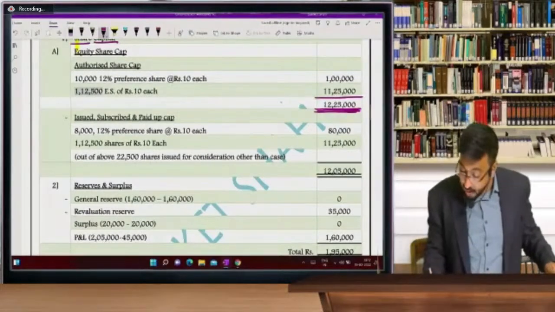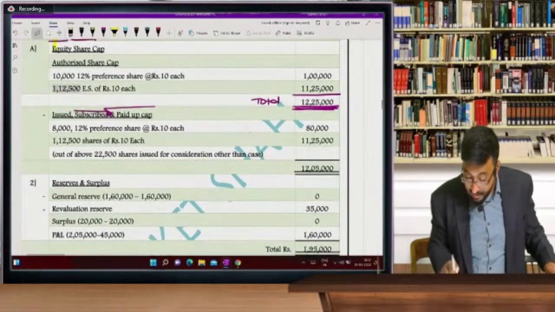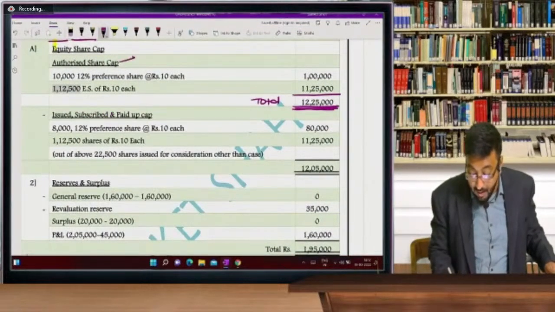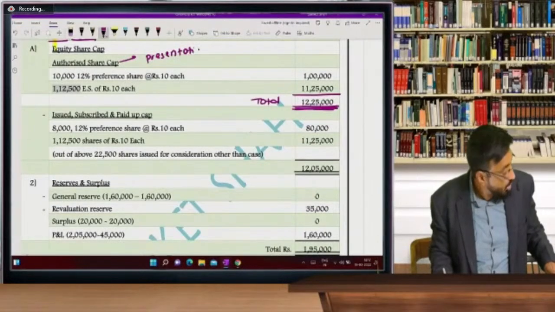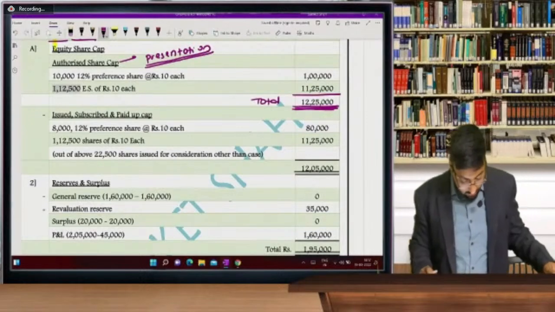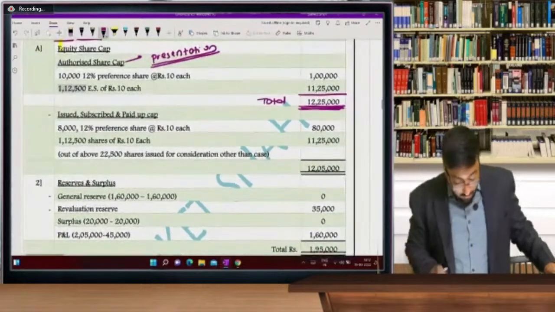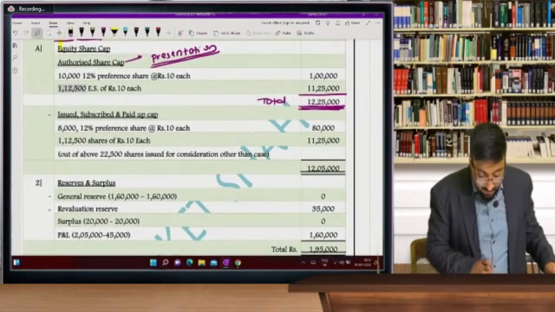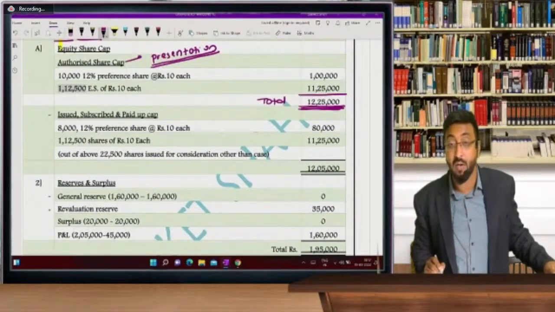So beta, this total, you won't consider in the balance sheet. You will always consider issued, subscribed and paid up capital. So this is presentation. Authorized capital is always for presentation. Issued, subscribed and paid up capital, that we will consider.